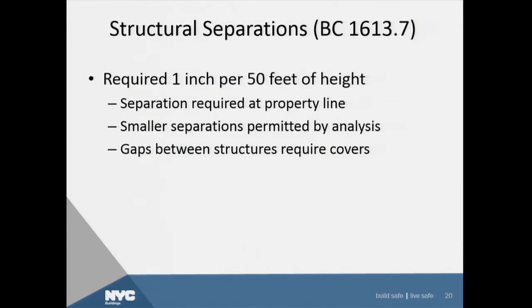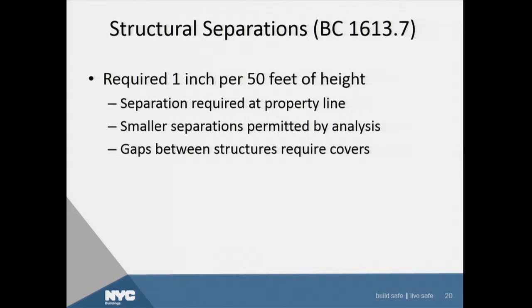Okay. Structural separations was a topic that was debated greatly. This is the requirement to provide a joint between two adjoining buildings to prevent pounding should we have an earthquake event. Our committee worked on this greatly, and they reiterated some of these requirements, but basically 1 inch per 50 feet of height is the required separation between new construction, and the separation is required at the property line, not just to the adjacent construction.